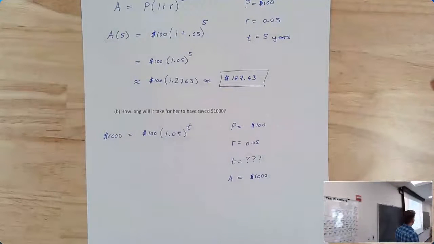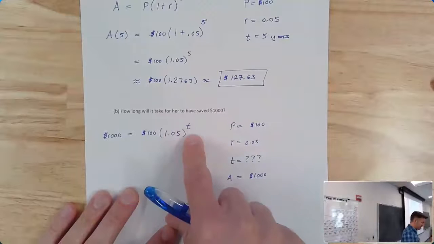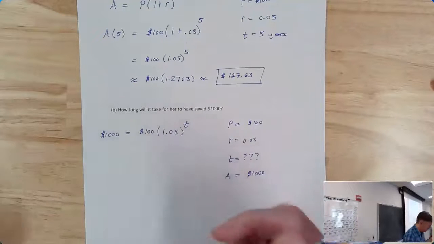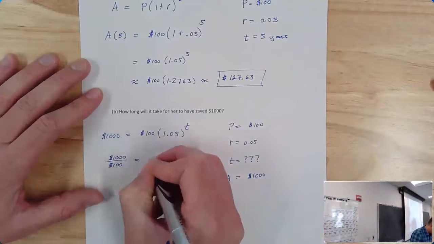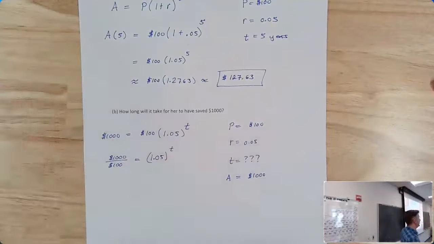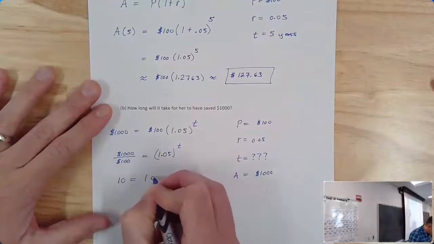Whenever you're solving an equation like this, where you have a variable in your exponent, there's two things you need to do. Thing one, the thing raised to a power needs to be isolated. To isolate 1.05 to the t power, we need to get rid of that coefficient by dividing both sides by 100. So I'm going to have $1,000 divided by $100 is equal to 1.05 to the t. And $1,000 divided by $100 is 10, not dollars, just 10. When you divide something by another thing with the same units, the units essentially cancel out. So we end up getting 10 equal to 1.05 to the t.